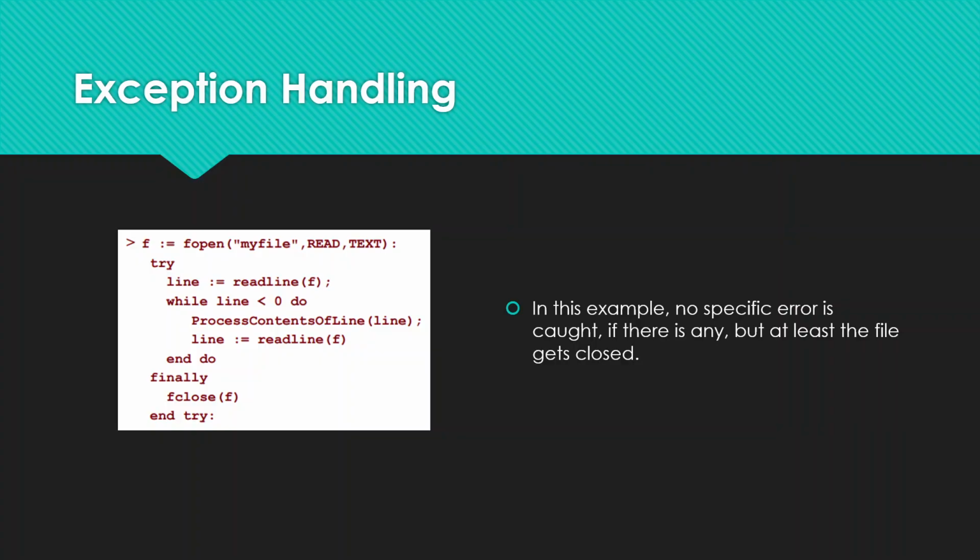Errors can be sort of caught, even without explicit errors, with the finally clause as a kind of catch-all, similar to the default in a switch statement in C. In this example, no specific error is caught if there's any, but at least the file gets closed if something goes wrong with the process contents of line procedure.